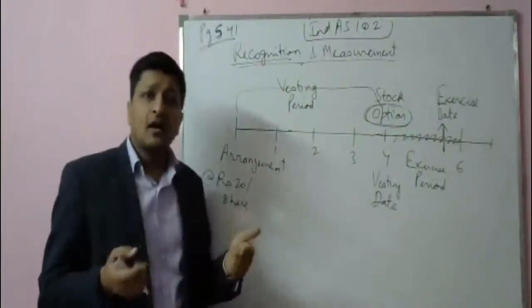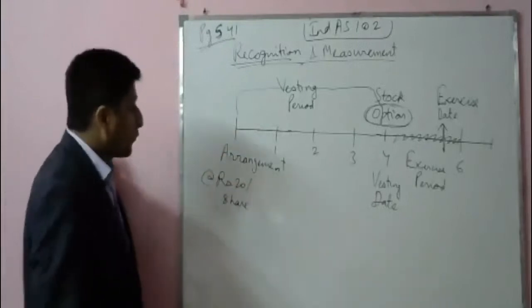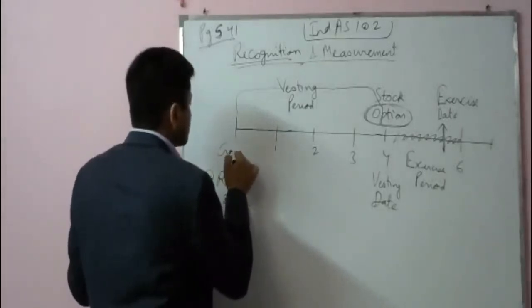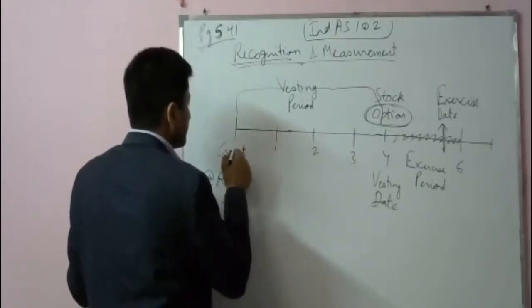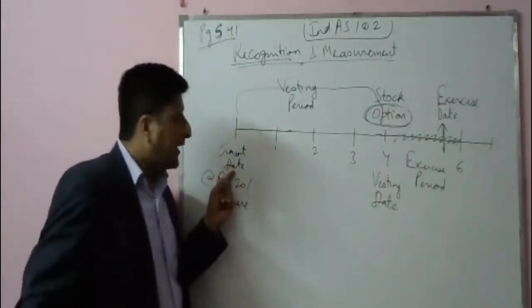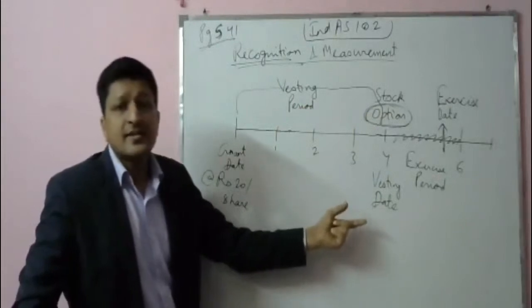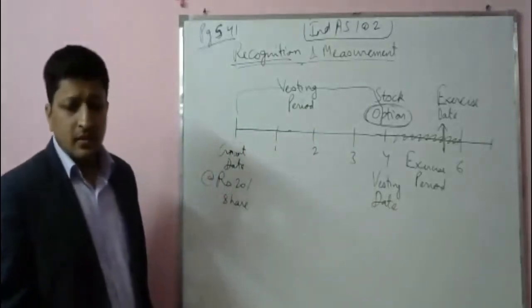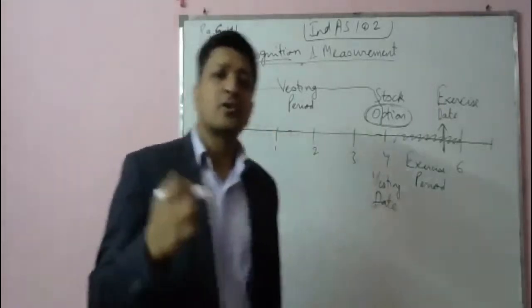Now this date is the date when the employee and the company entered into an arrangement. What do we call this date? Grant date. So there is a grant date, there is a vesting date, there is an exercise date, there is a vesting period, and there is an exercise period. Now, other than this, there is another thing which is important, and that is the receipt of goods or services.